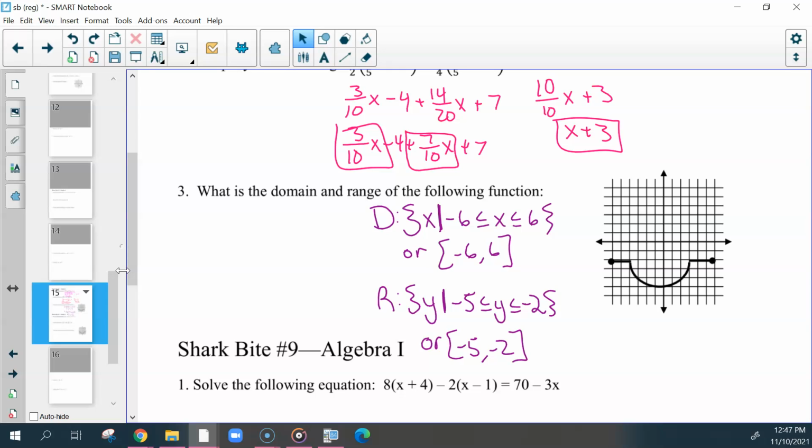The square brackets, -6 to 6, means that everything in between and those endpoints are included. And then for our range, we're looking at lowest to highest, so our lowest is -5, highest is -2. Either in set builder notation or interval notation. Questions on number 3?